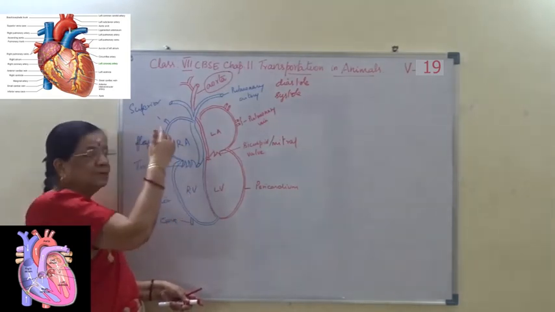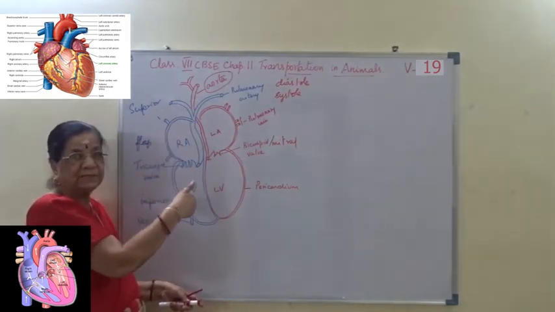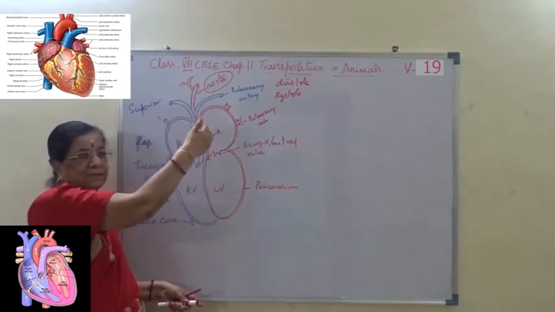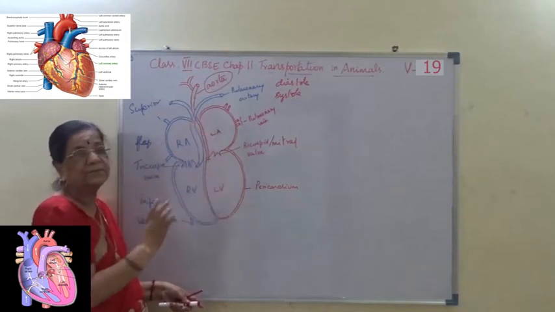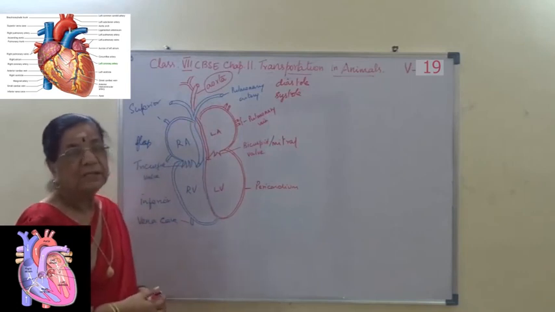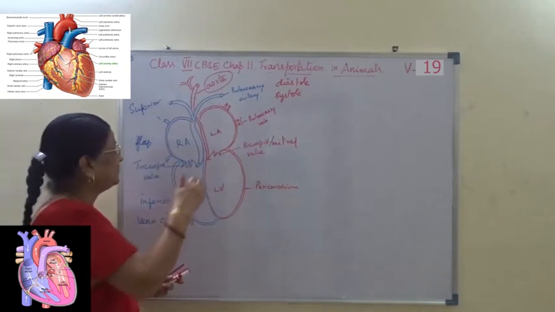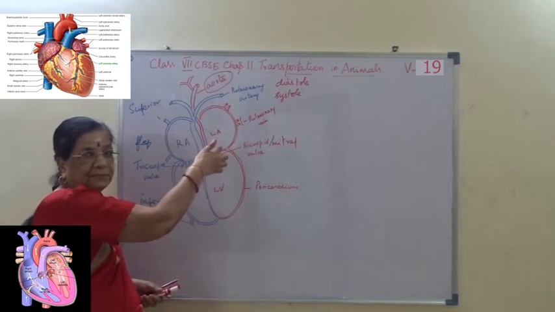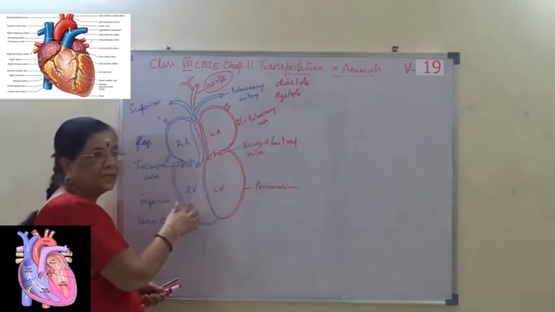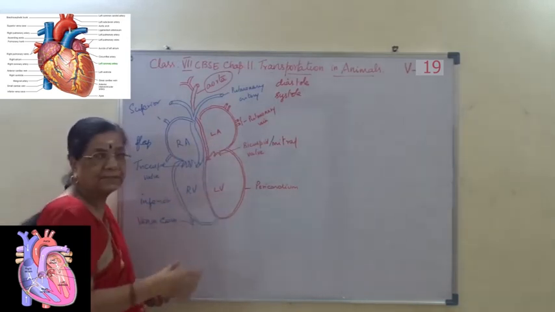Sorry, from the right atrium to the right ventricle. Same way, from the left atrium to the left ventricle. Sorry, now I missed one more. You should say the right atrium and left atrium. Same way, right ventricle and left ventricle.